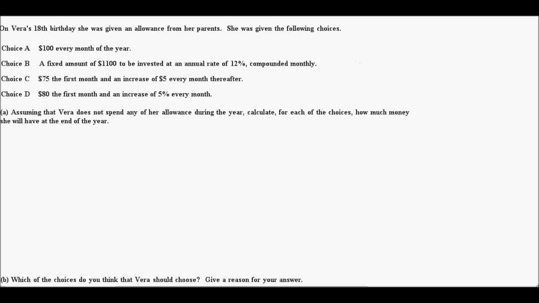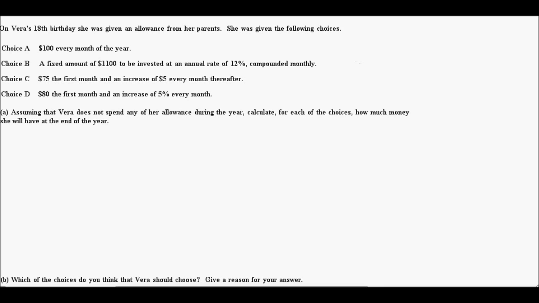Choice A, $100 every month of the year. Choice B, a fixed amount of $1,100 to be invested at an annual rate of 12% compounded monthly. Choice C, 75 for the first month and an increase of 5 every month thereafter. And choice D, 80 the first month and an increase of 5% every month. Okay, so this takes into account a lot of the stuff we've done with arithmetic and geometric sequences.